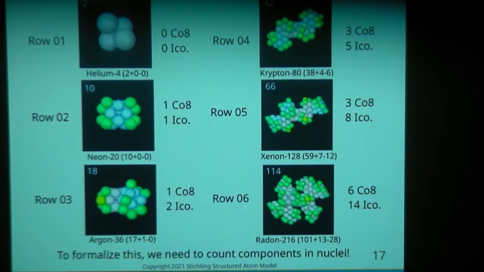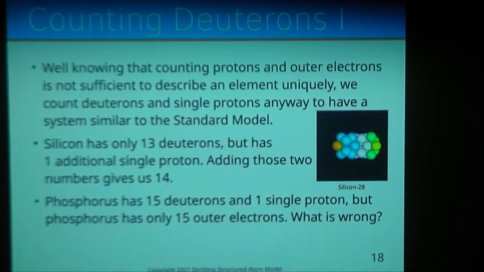Another observation. Argon was represented by two capped icosahedrons, krypton by five. What happened to three and four? The same issue with xenon, which is represented by eight capped icosahedrons. What happened to six and seven? And it gets worse. Radon is represented by 14 capped icosahedrons. Could those missing configurations of completely capped icosahedrons exist? Are we missing elements?